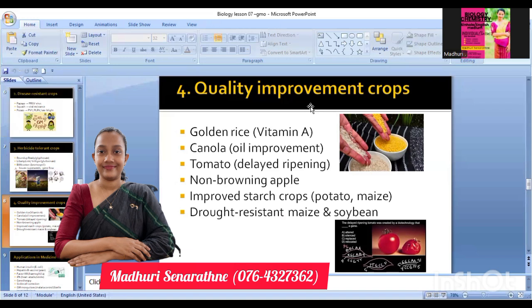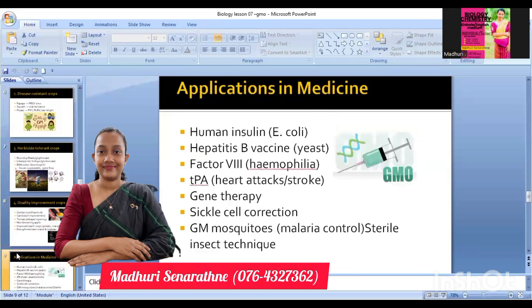Then after the agricultural applications, the medicinal applications. GMOs are very important in medicine. Human insulin is now produced using genetically modified bacteria such as E. coli. E. coli means Escherichia coli. This insulin is identical to human insulin and is safer and cheaper.